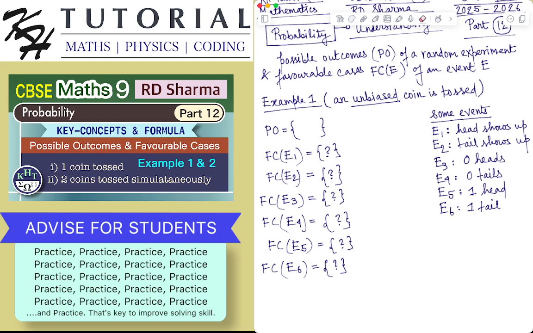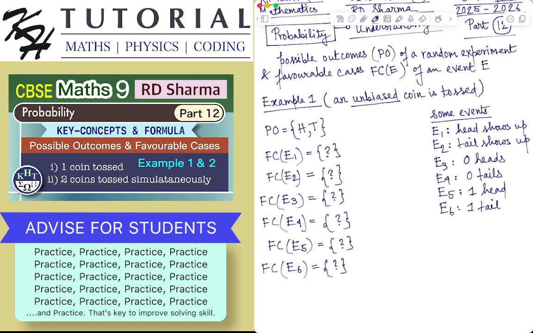Obviously there are two possible outcomes, either it will be a head or it will be a tail. The outcome that a head shows up, I am denoting with H, and the outcome that a tail will show up, I am denoting with T. So there are two possible outcomes, H comma T.